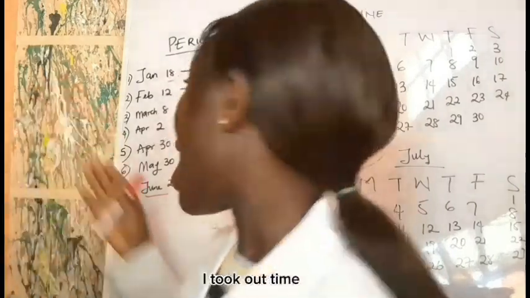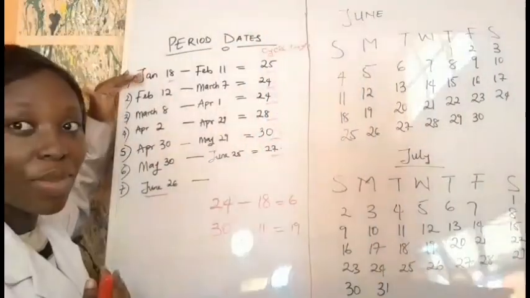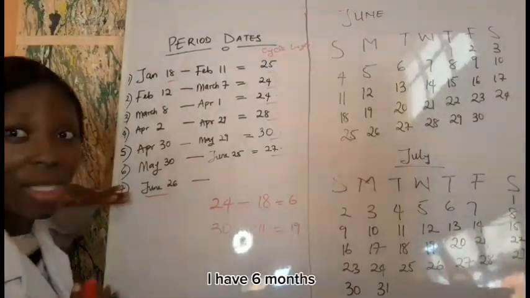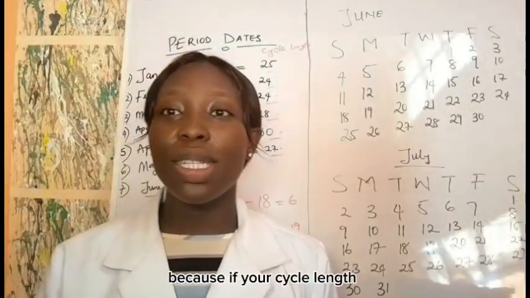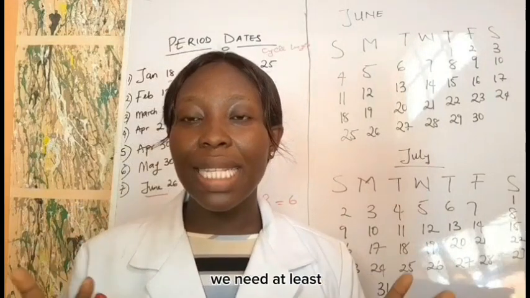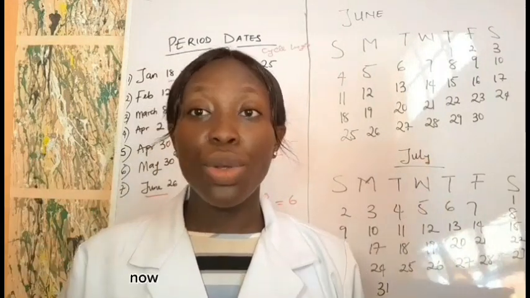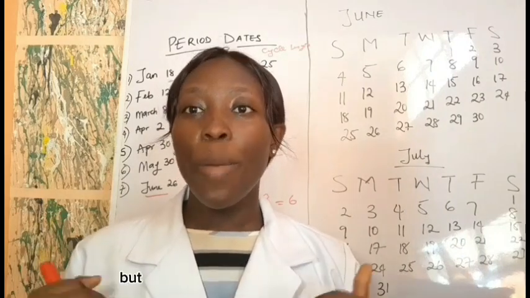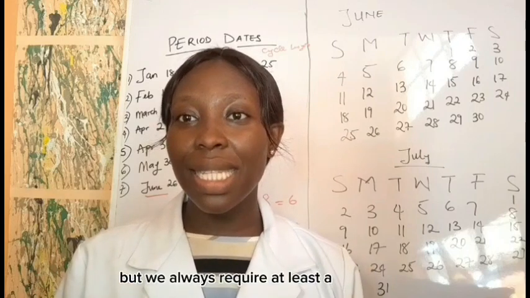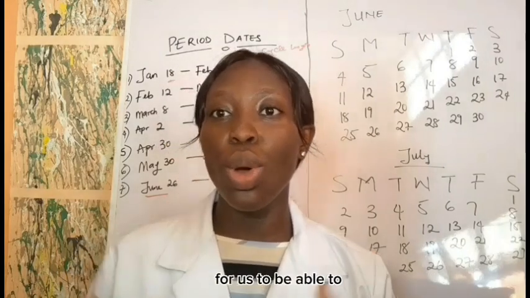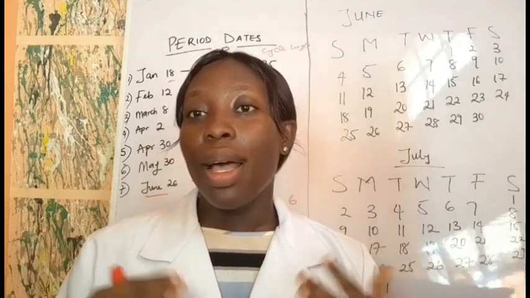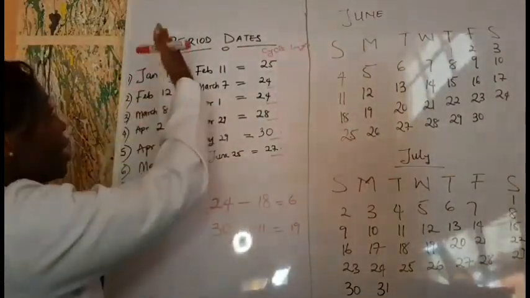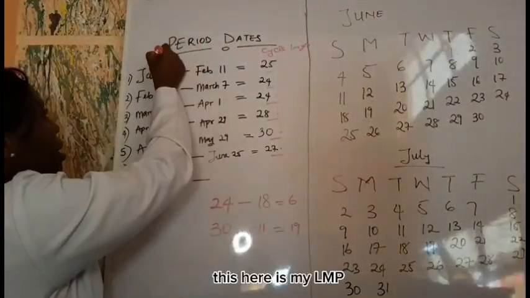So I took out time to write this cycle chart, and now someone may ask, why do I have 6 months here? Why is it 6 months? Because if your cycle lengths vary, we need at least a 6 months chart. You can go ahead to chart for 8 months, 10 months, or even a year, but we always require at least a 6 months chart for us to be able to know your fertile period.